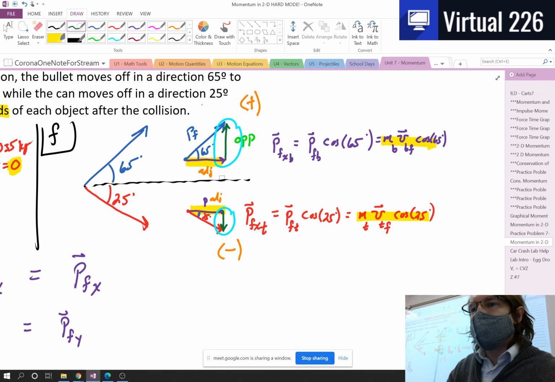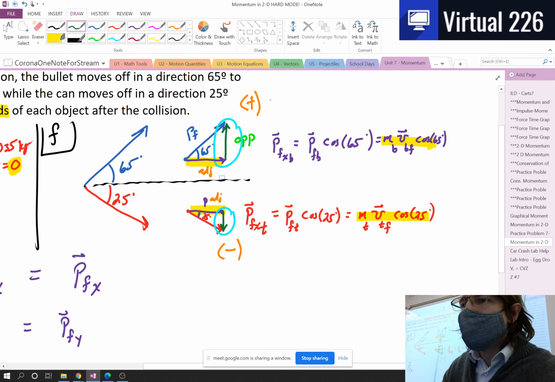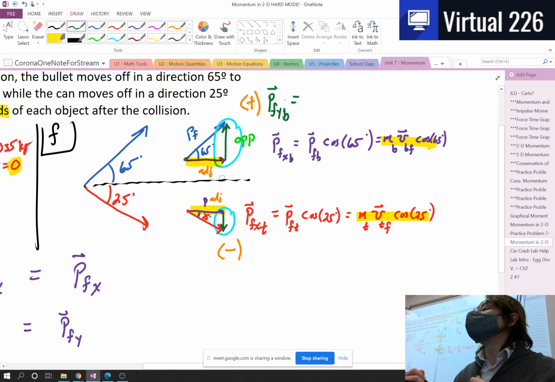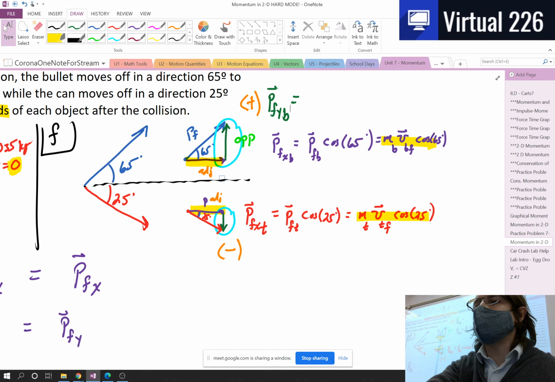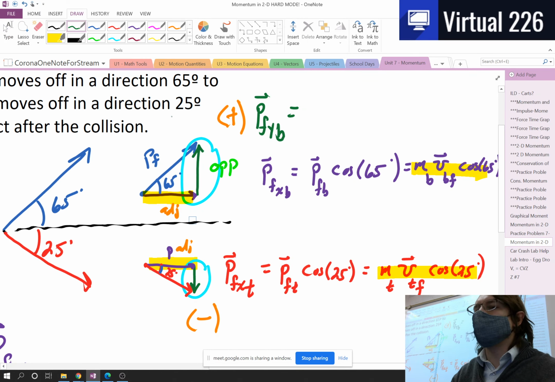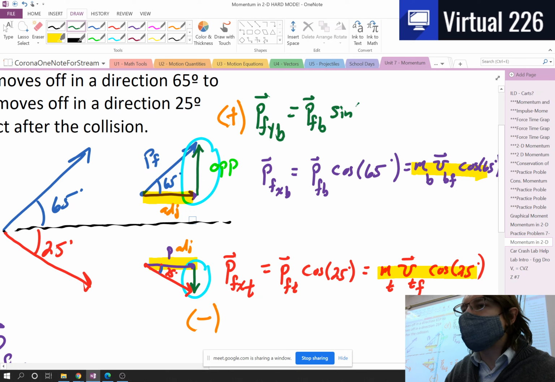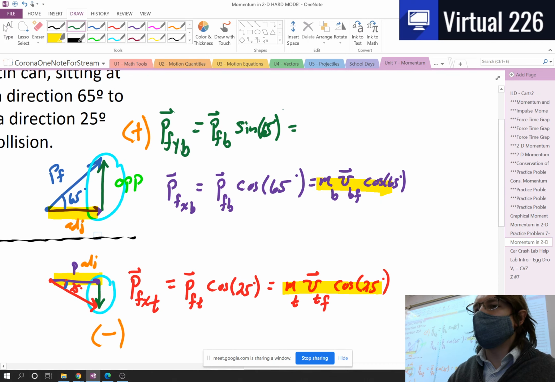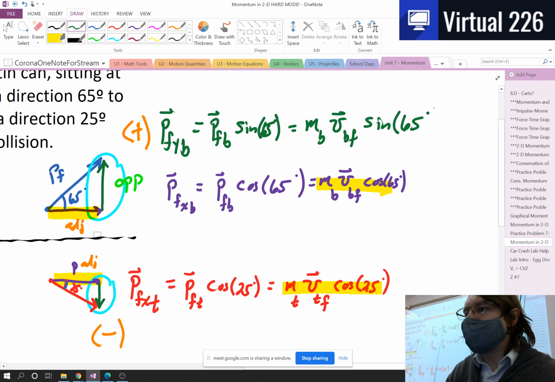If this is the case, and we want to solve these opposite sides, we want to find the bullet's final velocity in the y direction, which is going to be the final momentum multiplied by the sine of the angle this time, because we're looking for that opposite side, and sine is opposite over hypotenuse. So this is going to be the final momentum of the bullet times the sine of 65 degrees, which, expanding that momentum, simply becomes the mass of the bullet, the final velocity of the bullet, multiplied by the sine of 65 degrees.